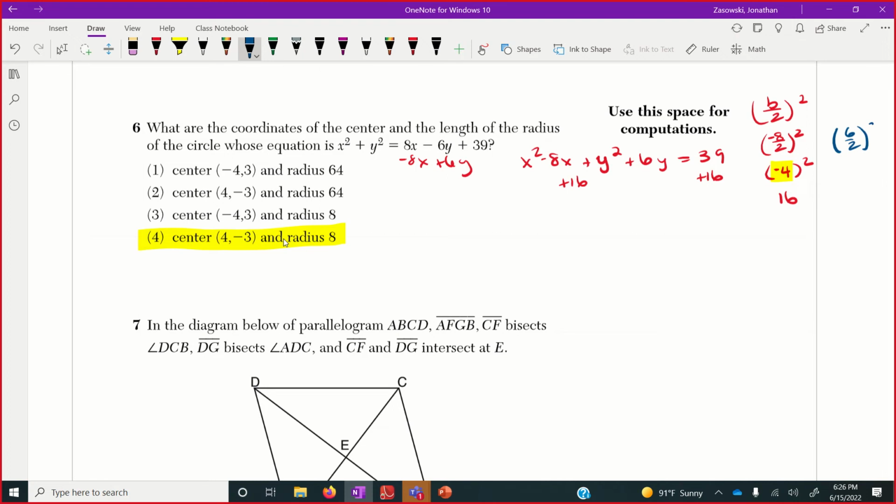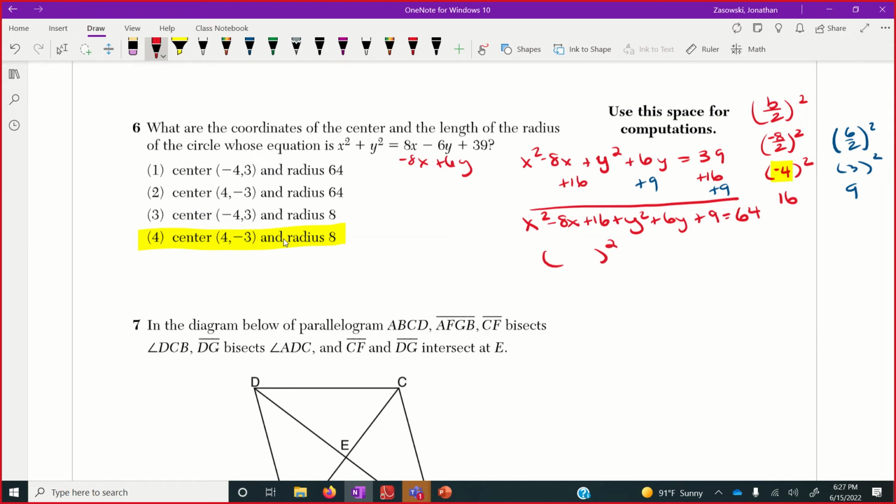So 6 over 2 squared is 3 squared, which is 9. And then we're going to add 9 to both sides. Okay, so now we can rewrite x squared minus 8x plus 16 plus y squared plus 6y plus 9. And then we're adding 25 and 39, which gives us 64. So now we can regroup and draw this as a quantity squared.